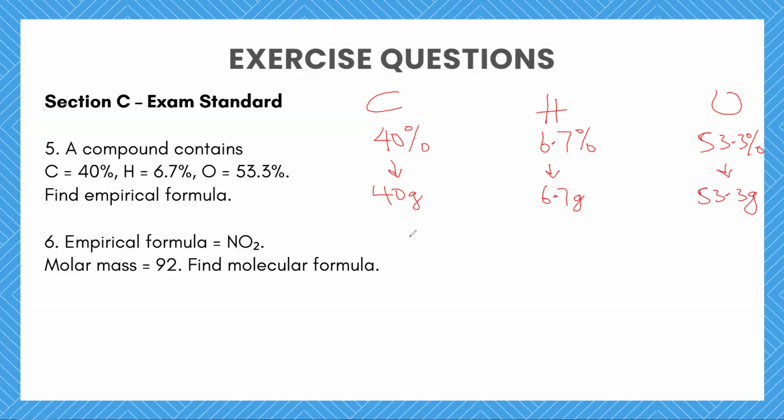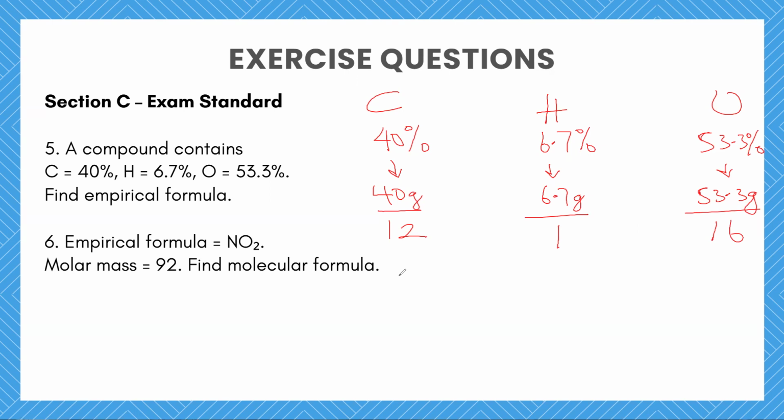Okay? So the next thing to do would be to convert these masses into number of moles. How do we do that? We divide by the atomic masses of each individual element. So we have 40 here divided by 12, which is the atomic mass of carbon. We have hydrogen divided by 1, which is the atomic mass of hydrogen. We have oxygen here divided by 16, which is the atomic mass of oxygen.